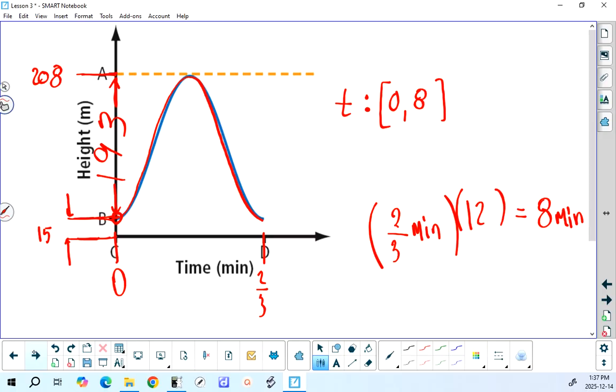So what is the range? The height is from and including 15 meters up to and including 208 meters. And I know it keeps repeating up and down, but it doesn't matter. That's the range.